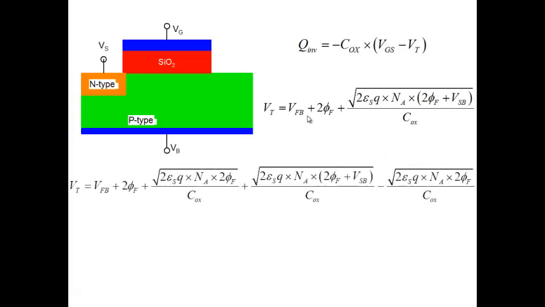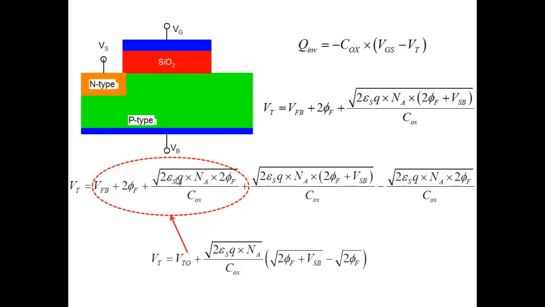Now the rest is rearranging here. I can write this as V flat band plus 2 phi F, square root 2 ES QNA 2 phi F by C oxide. Add this term, subtract this term from here. Rewrite this as VT equal to VT0 plus square root 2 ES QNA here and this term here. This is this part, I've collected it here. This is called zero bias threshold voltage, in the sense that it is when the source to body voltage is 0.